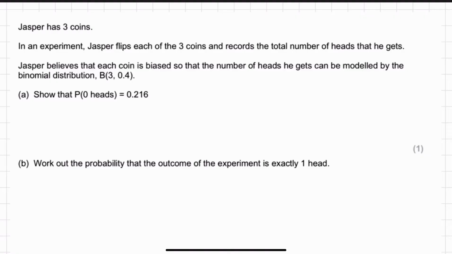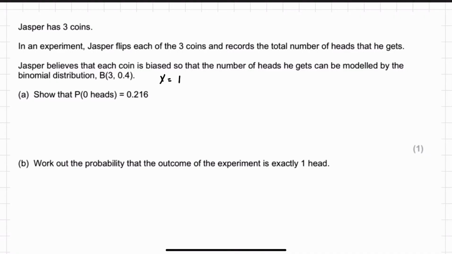Jasper has 3 coins. In an experiment, Jasper flips each of the 3 coins and records the total number of heads that he gets. Jasper believes that each coin is biased so that the number of heads can be modelled by a binomial distribution B(3, 0.4). Show that the probability of 0 heads is 0.216.